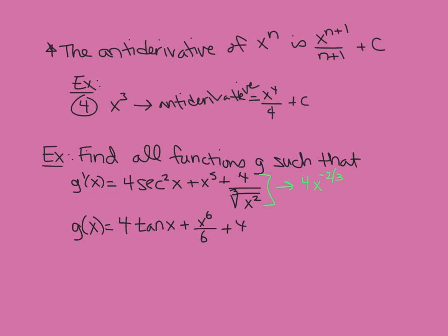What we're going to do now is take our x to the negative 2/3. We add 1 to that, so negative 2/3 plus 1 is 1/3. Then we're going to divide by our new exponent, which is 1/3. So I'm going to simplify that out. My final answer now is going to be 4 tangent of x plus x to the 6 over 6 plus 12 x to the 1/3. You can also write that as the cube root of x. Either way is okay though.